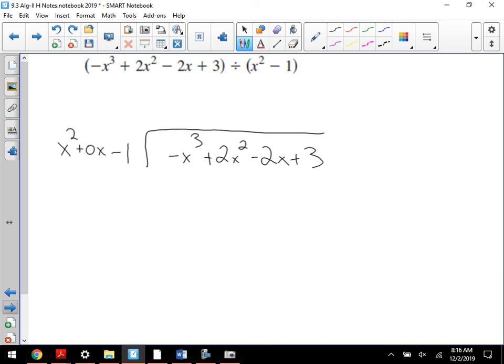All right. So to start off, what do you multiply x squared by to turn it into negative x cubed? Just negative 1x, right? Bring that across.